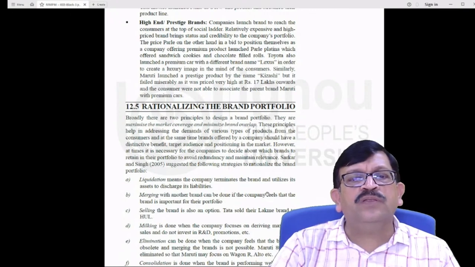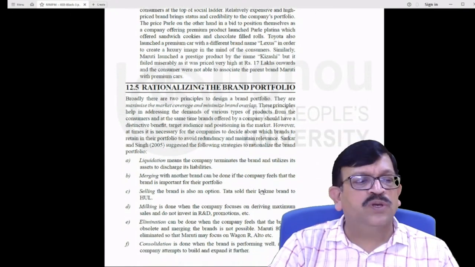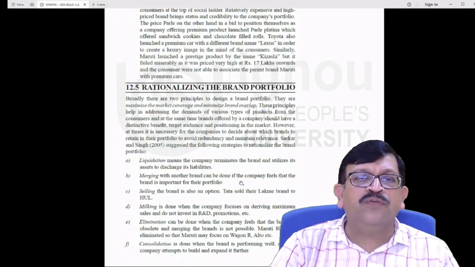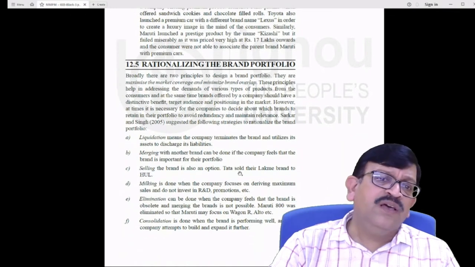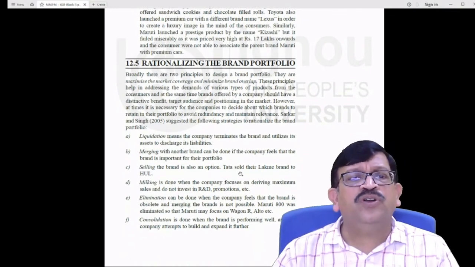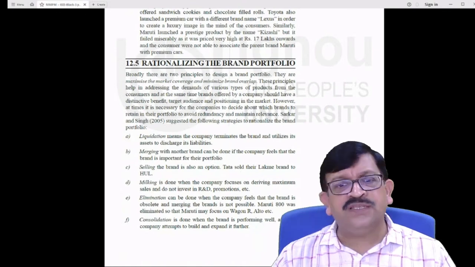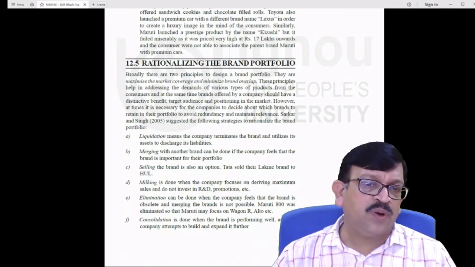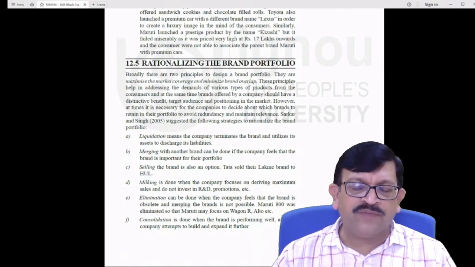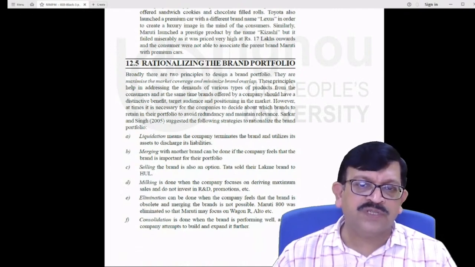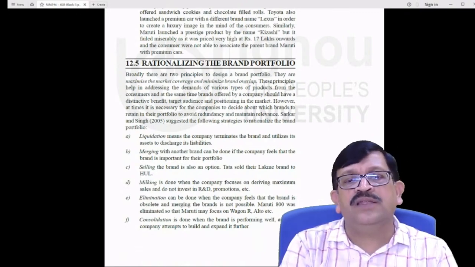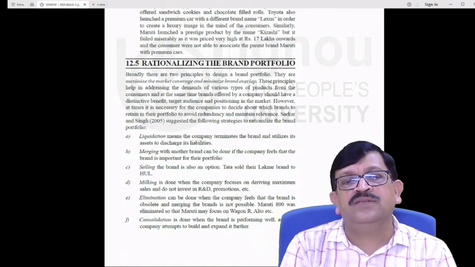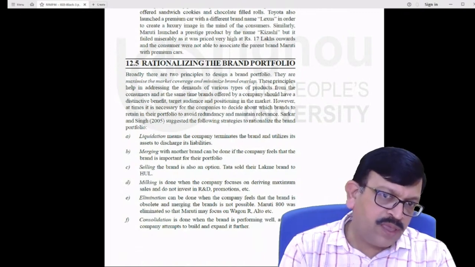And if you look here, there are a few strategies used for rationalizing the brand portfolio. Let us discuss some of them. Obviously, companies do go for liquidation of certain brands if they find that a brand is no longer giving the revenues it is meant to, or is not as per expected returns. So they terminate it and utilize its assets so that it does not remain a liability.